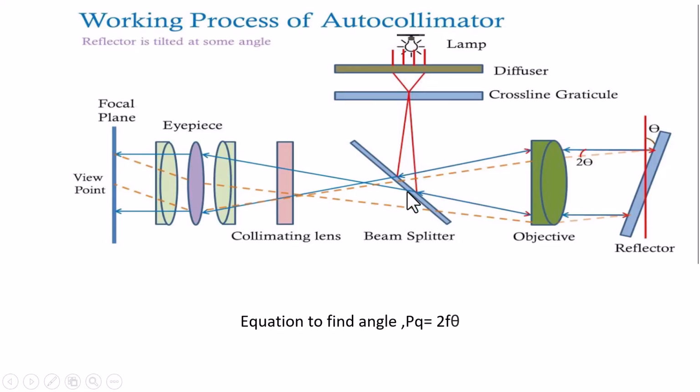So the light source is coming. It is a beam splitter. It is splitting, and you can see it is moving in this direction, striking this, passing through the objective, and reflecting and striking the reflector, which is actually the workpiece. After that, the reflected rays, you can see this angle is 2 theta. This is parallel. This coming back strikes the collimating lens, and it goes back to the focal plane.